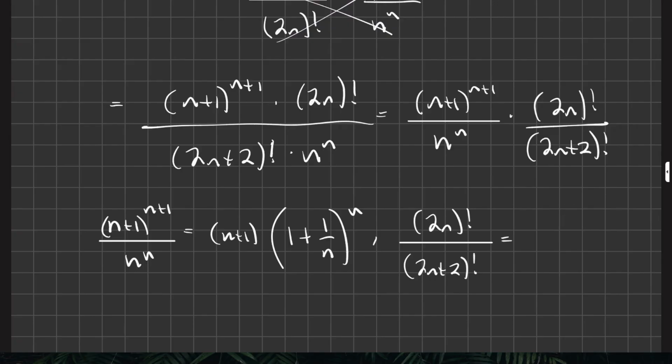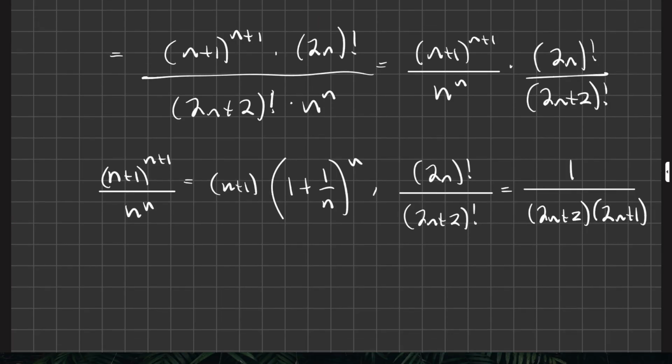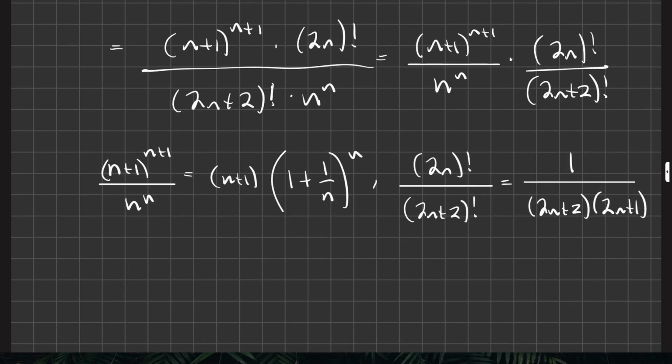This would just be 1 in the numerator over 2n plus 2 times 2n plus 1. We get a copy because we're looking at 2n plus 2. Okay, so we go back to our ratio. What is this really then?